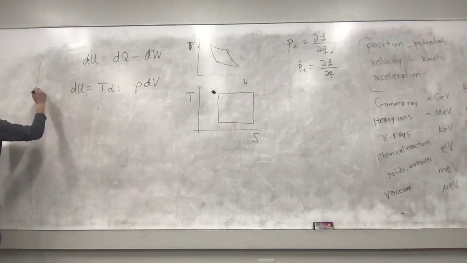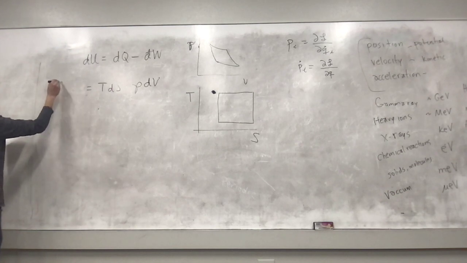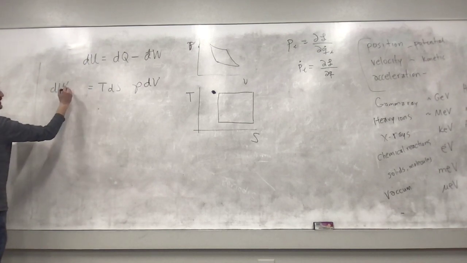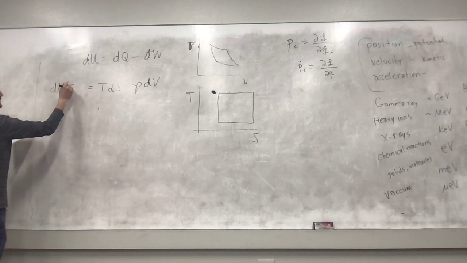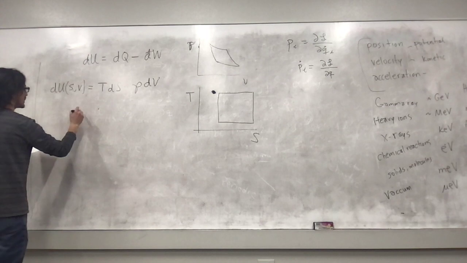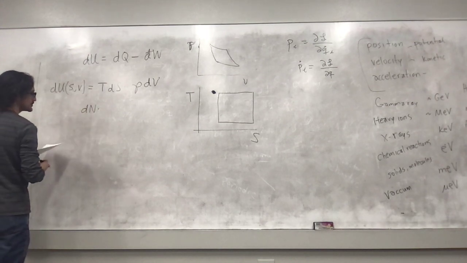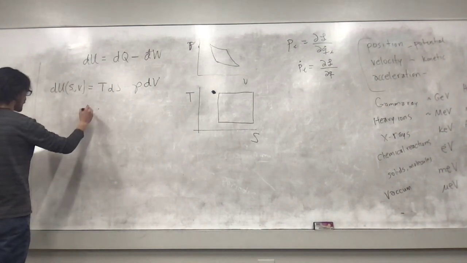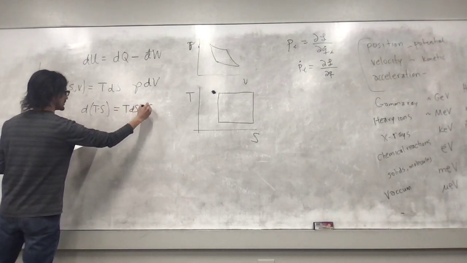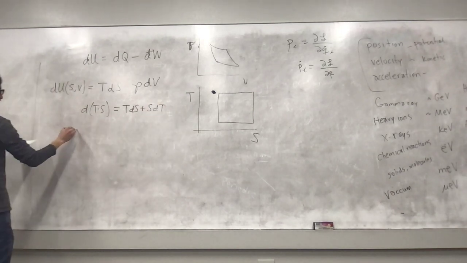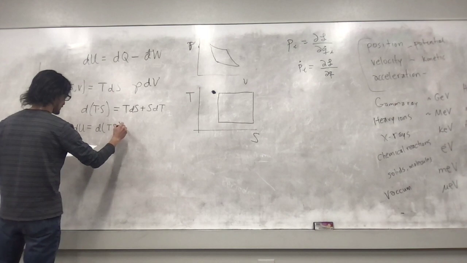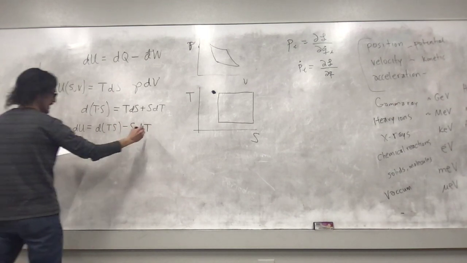So U is a function of S and V. So we can do some jiu-jitsu over here. The derivative of TS is TdS plus SdT. So we can rewrite this one as the derivative of the product of T and S minus SdT minus PdV.